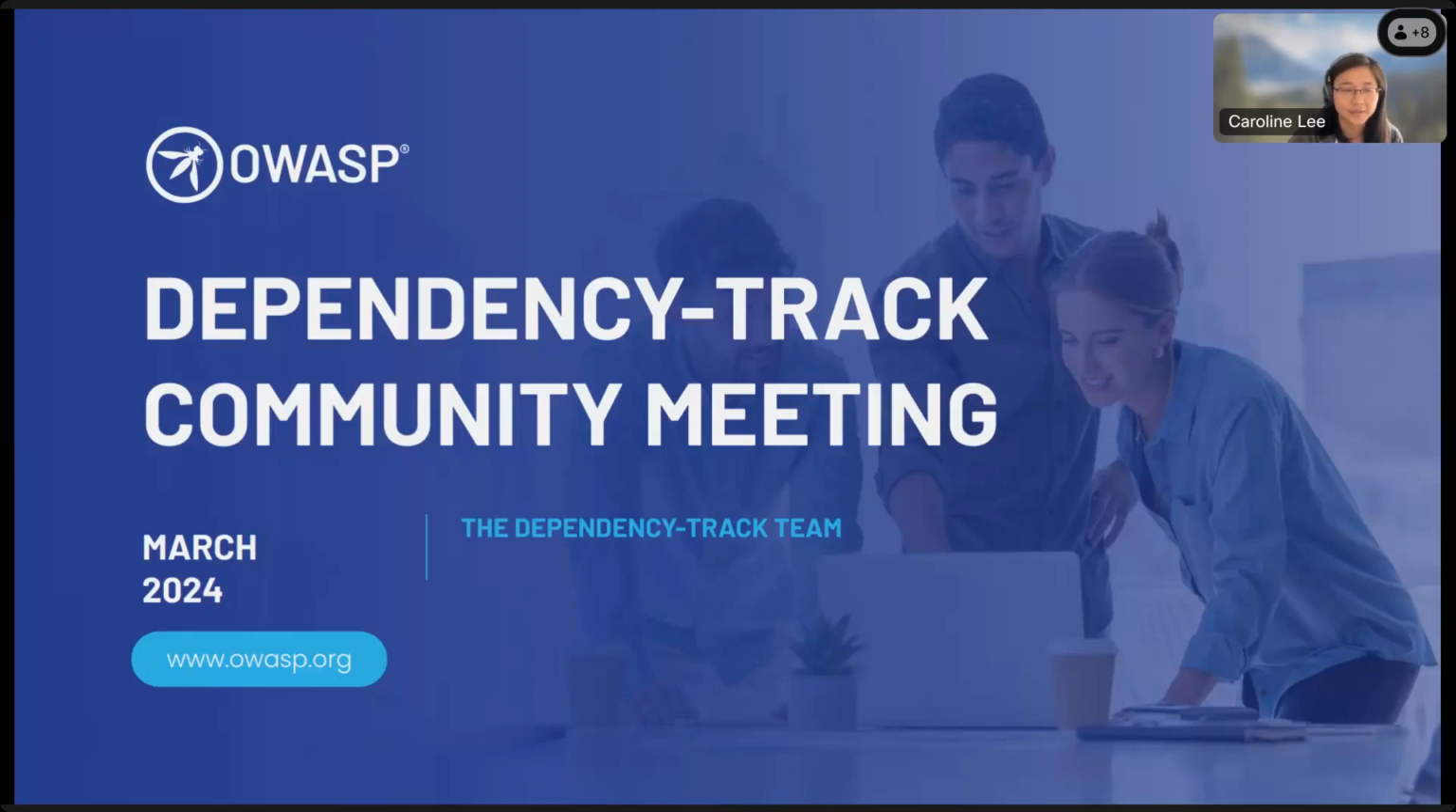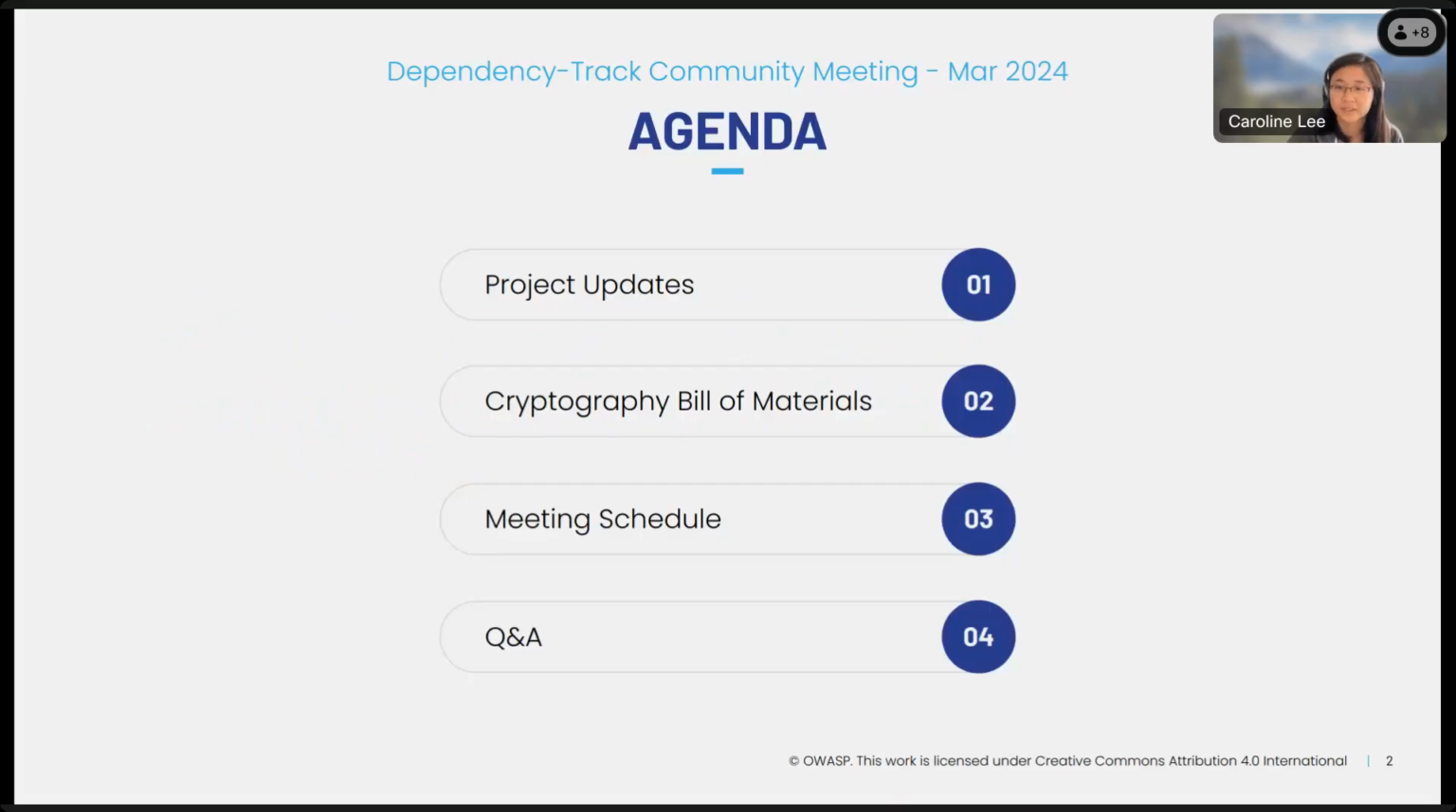First we're going to get started going over the agenda of today's meeting. First, project updates by Nicholas, where we'll go over some of the release updates for the project. Then a presentation on Cryptography Bill of Materials by a different Nicholas. And then we'll talk about the meeting schedule and end on a Q&A.